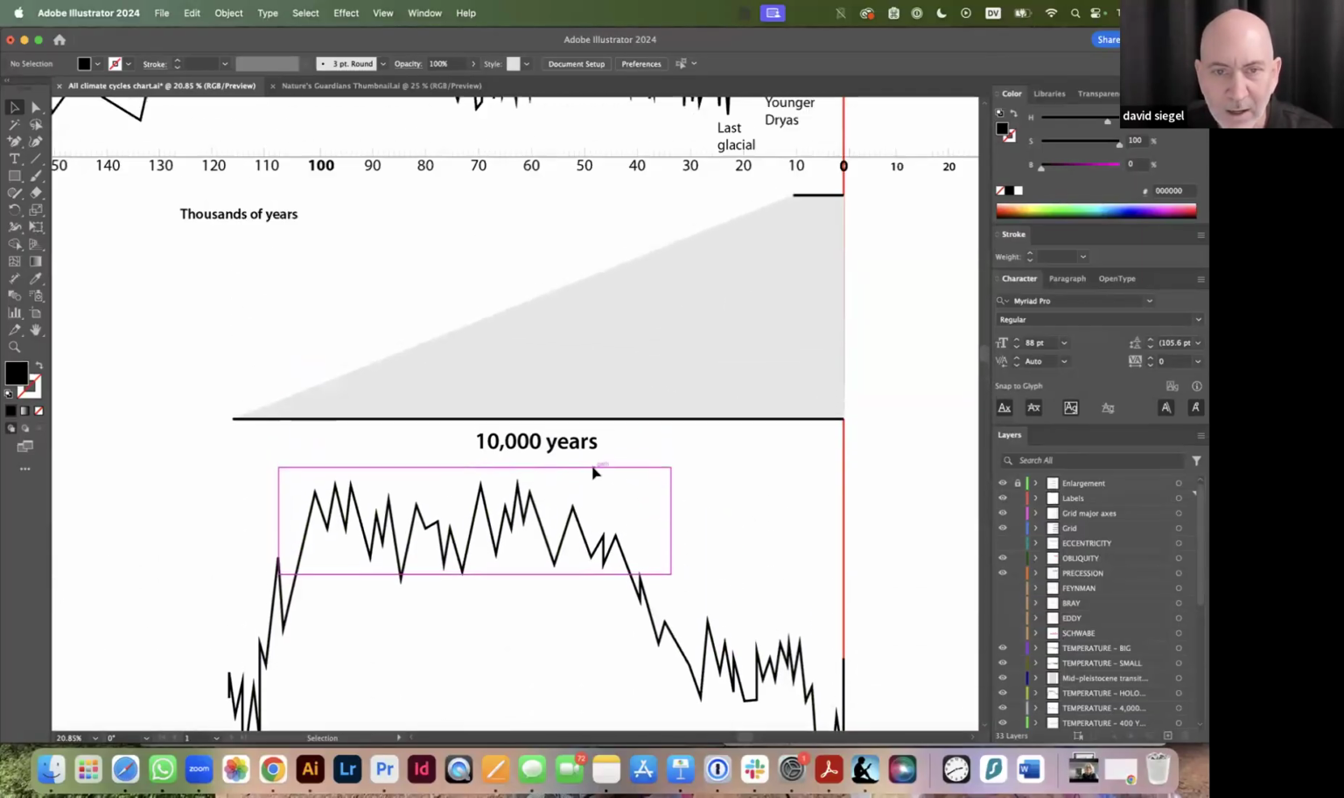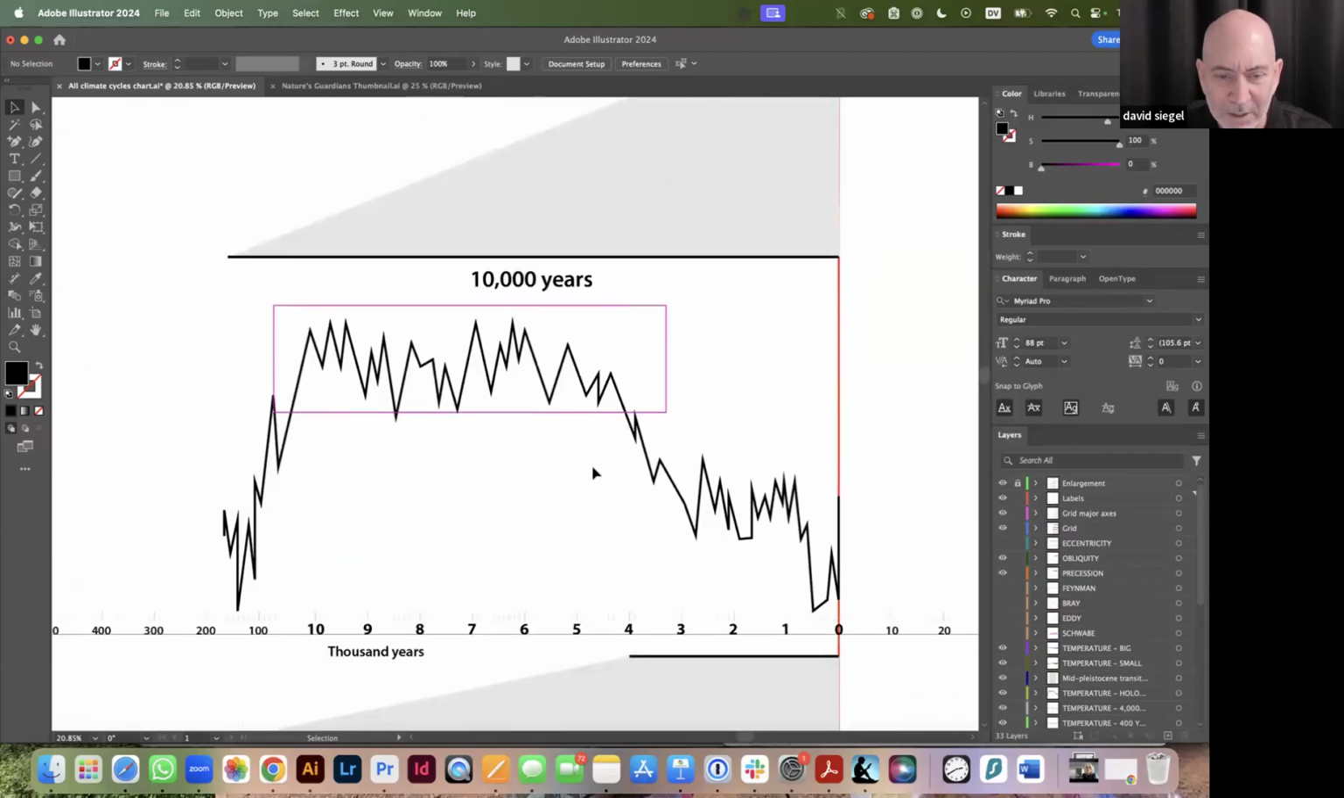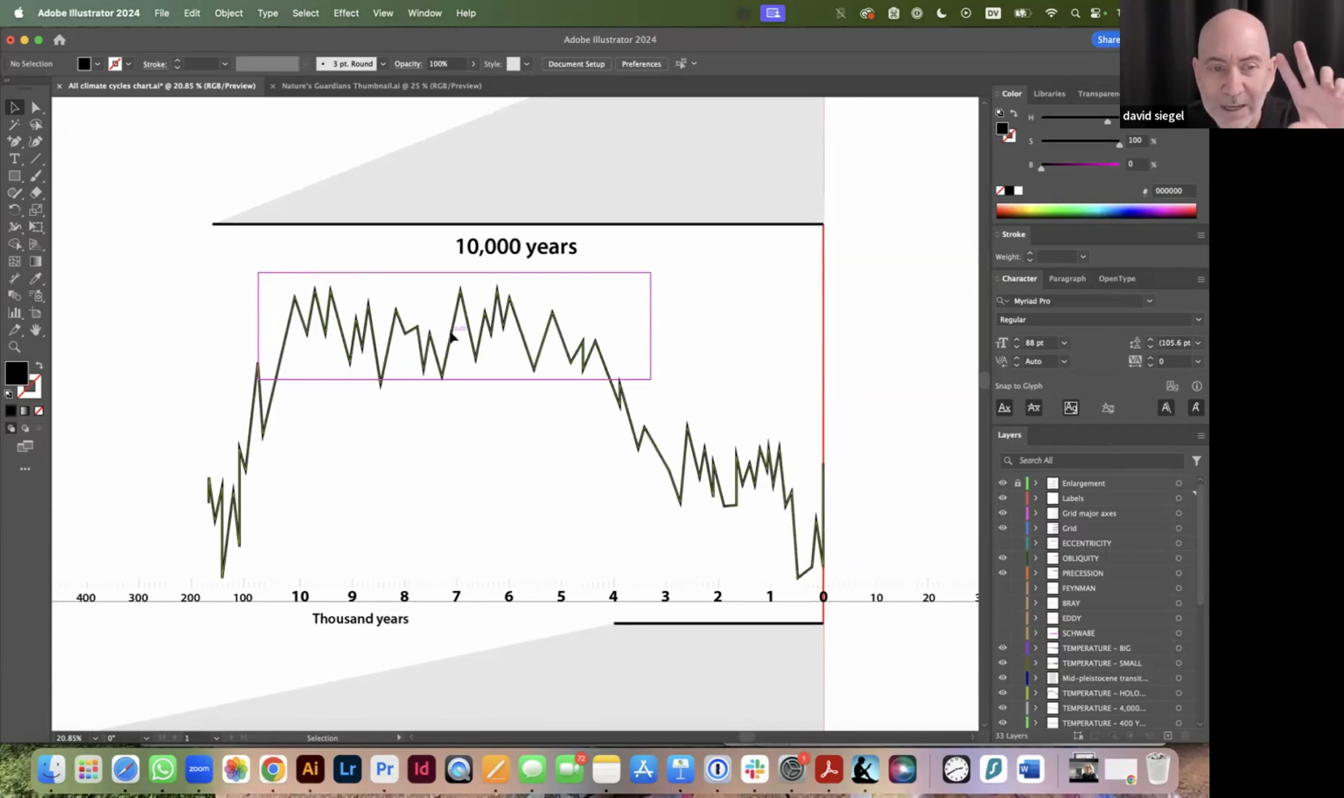I don't really have it here, but I just want you to see, this is precession. This is that 13,000 years ago was that extreme when the northern hemisphere has more sun, hotter. This is the precession driving at this resolution of 10,000 years.